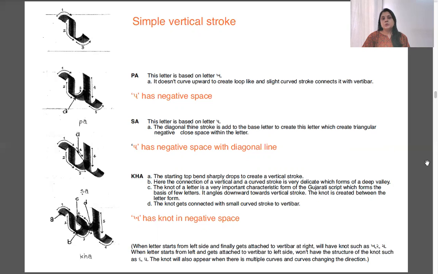Now this is the group of simple vertical stroke. The first letter is per, which has negative space. Sh, which has negative space with a diagonal line, and kh has no negative space.